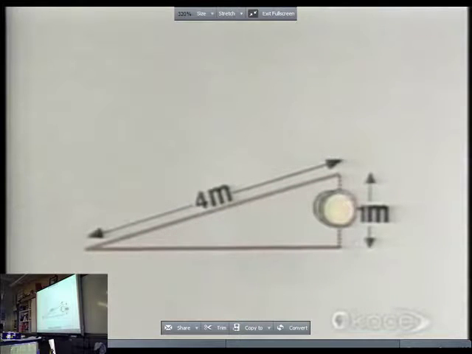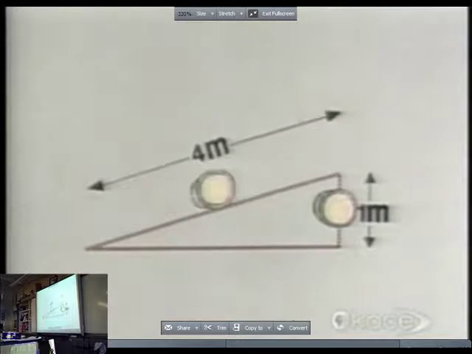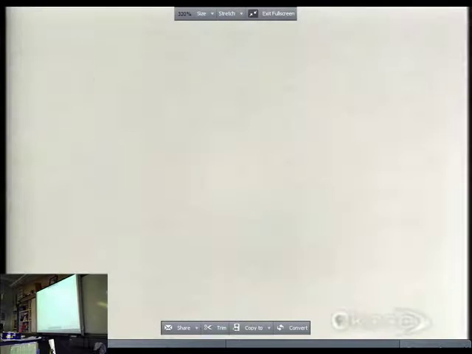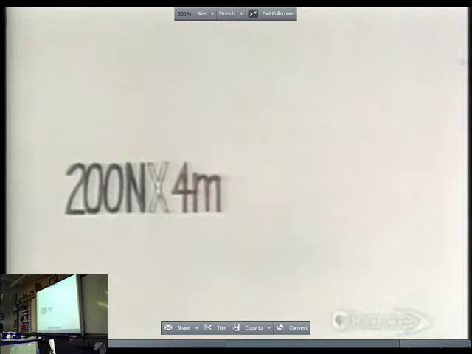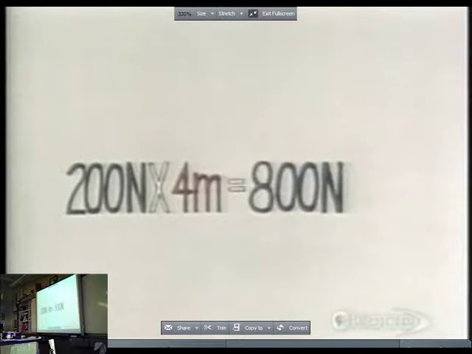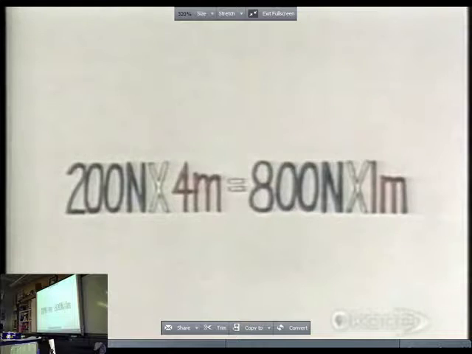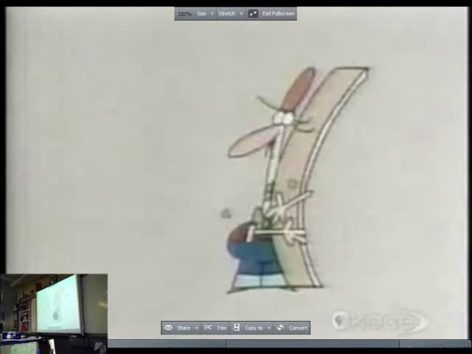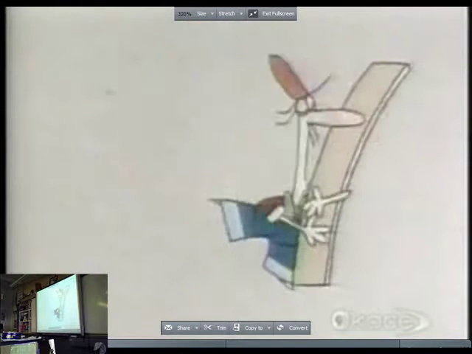Instead of moving the barrel 1 meter by lifting it straight up, you're moving it 4 meters by pushing it along the plank. You only need to push it with about 1/4 as much force, with only about 200 newtons instead of 800 newtons. But since moving 200 newtons through 4 meters is the same as moving 800 newtons through 1 meter, it will still take roughly the same amount of energy to move the barrel by either method. That's why we can call the plank a machine.